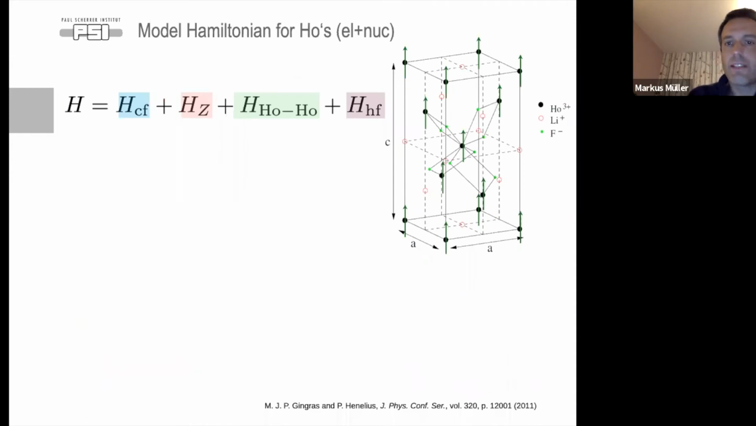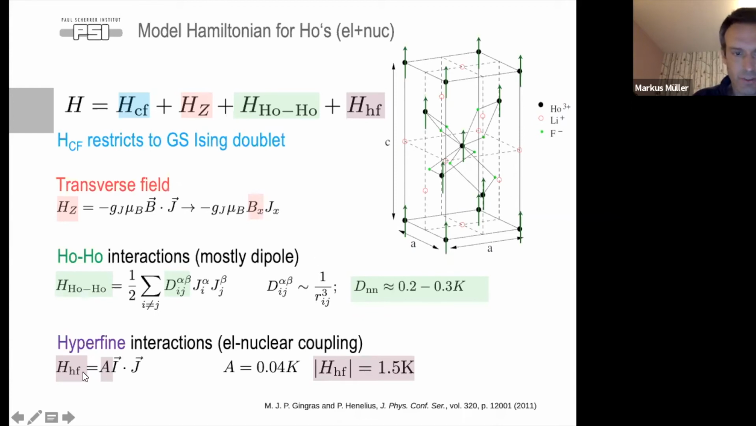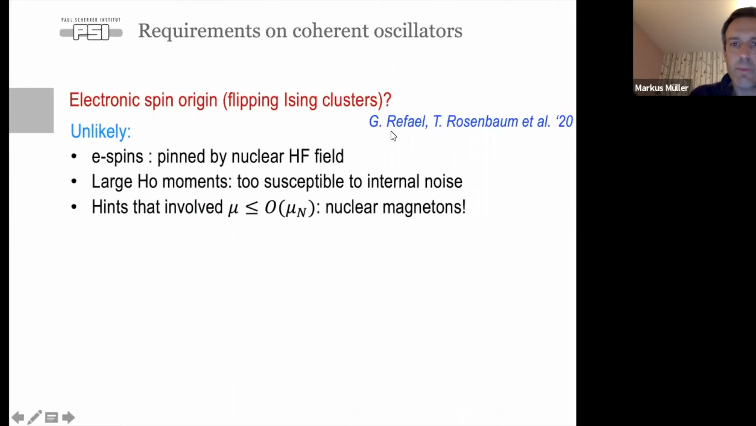So what is in the Hamiltonian? You have the holmium atoms, essentially. You have their crystal field potential. You have a Zeeman transverse field often applied. You have dipole-dipole interaction, and you have hyperfine interaction with the nuclear spin. So very mundane. It was proposed already in the original paper, and then later on also by colleagues from Caltech, that these oscillators could be electronic spins that flip collectively, sort of a reversal of an Ising cluster, but that's very unlikely because the electronic spins are pinned by the nuclear hyperfine field, which is very substantial.